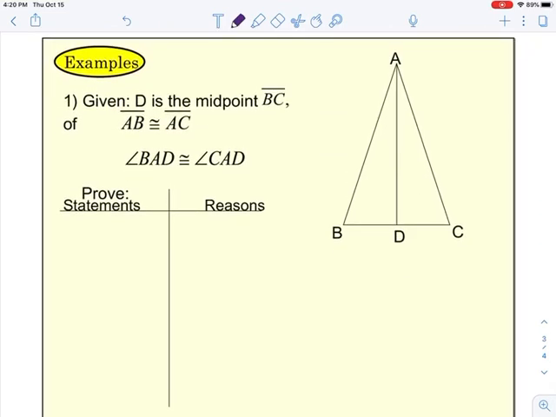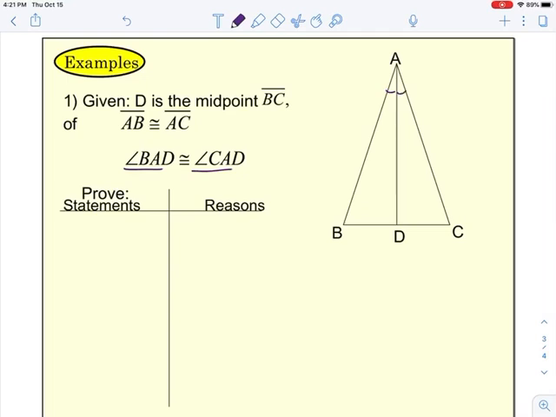So given that D is the midpoint of BC and AB is congruent to AC, we want to prove that angle BAD is congruent to angle CAD. So the first thing I'm going to do is I'm going to highlight these 2 angles in purple, and then I'm going to change my pen. Okay, I want to prove that BAD, that's this angle here, is congruent to CAD, which is that angle there.